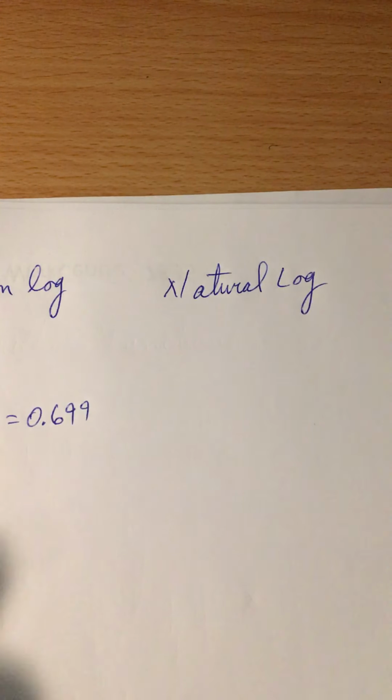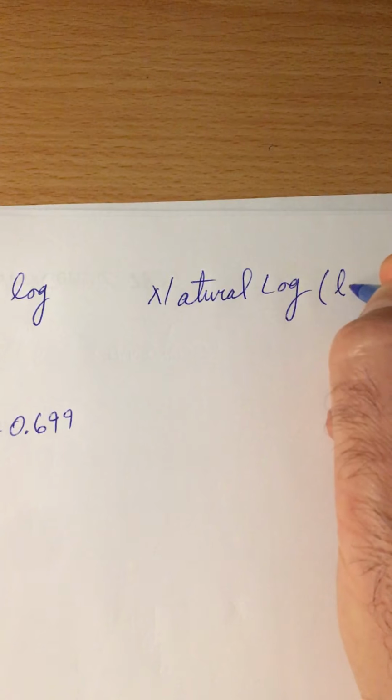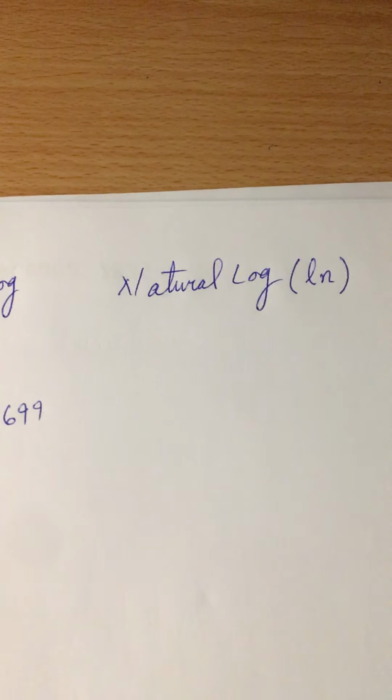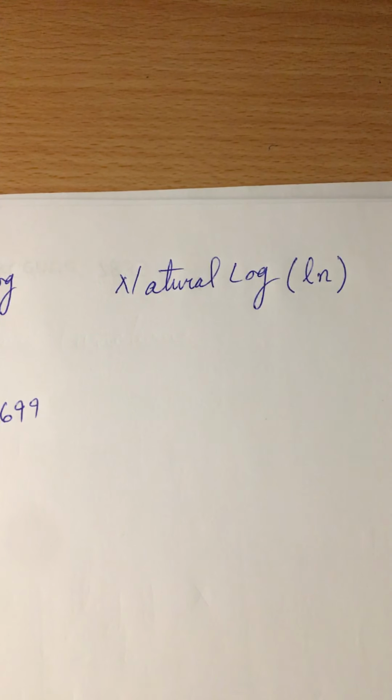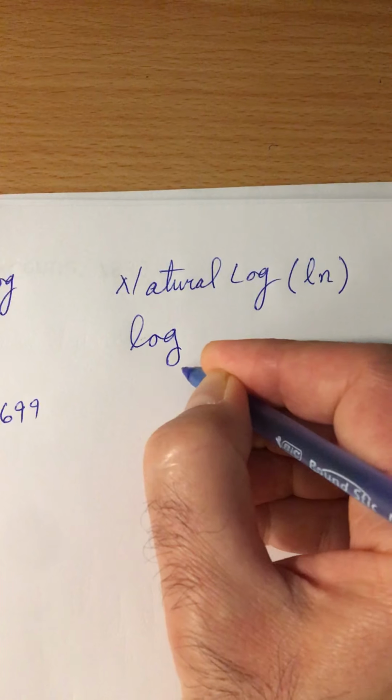Natural log. And what does that mean? Well, first of all, there is a symbol for natural log. It's ln. I don't know where it comes from. It's definitely not English. But what does it mean by natural log? Natural log means log base e.